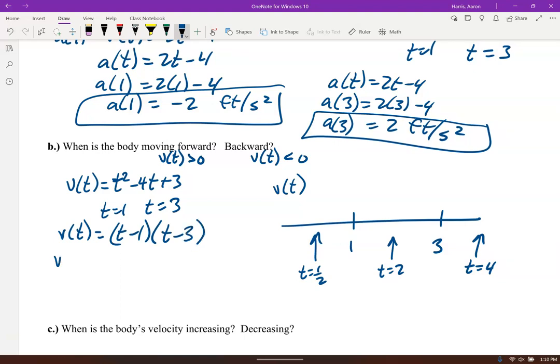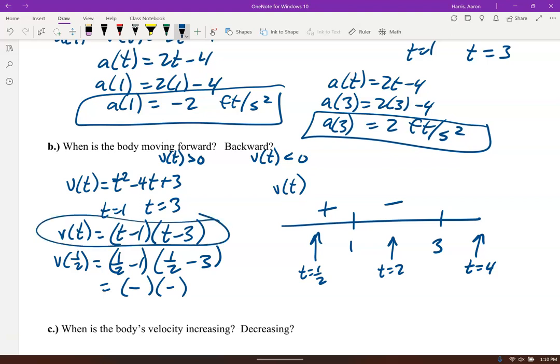So if I throw in a half, I have a half minus 1, a half minus 3. So I got a negative times a negative, which is a positive, right? And then I throw in 2. Well, 2 would have a positive times a negative, which would be a negative. And then I throw in 4. Again, I'm testing it into the velocity function. I throw in 4 seconds. 4 minus 1 times 4 minus 3. That's a positive.